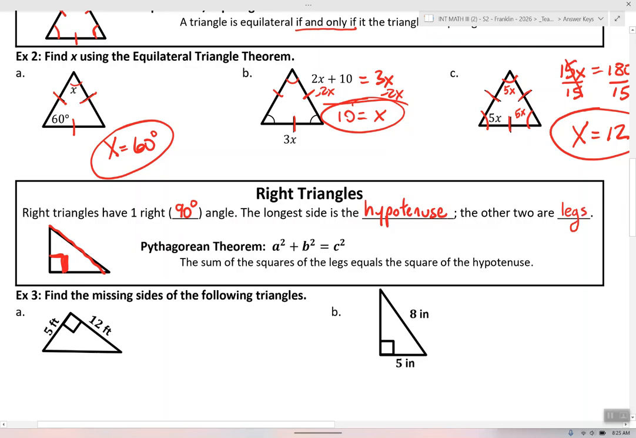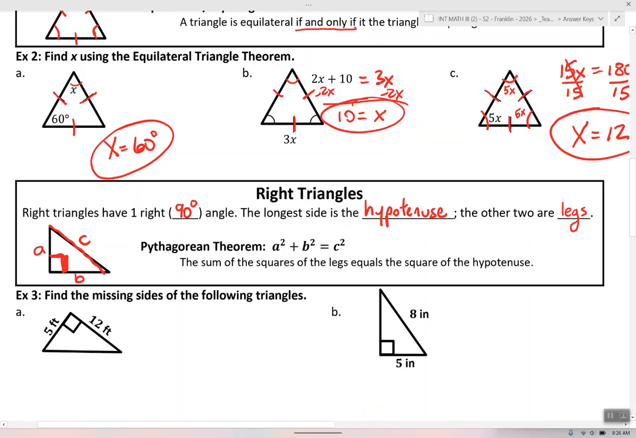So we have a theorem, which is called the Pythagorean theorem. A squared plus b squared equals c squared is the formula. And what it says is the sum of the squares of the legs, so that's a and b, if we square those and add those together, that will equal the square of the hypotenuse. Now there are all sorts of excellent ways to show and prove this theorem. We're not going to do any of that in these notes, we're just going to use it.